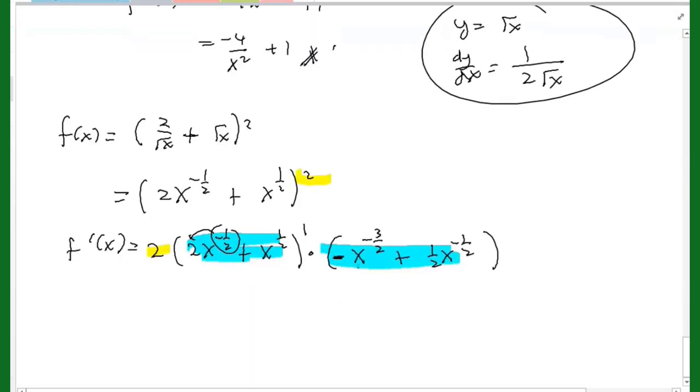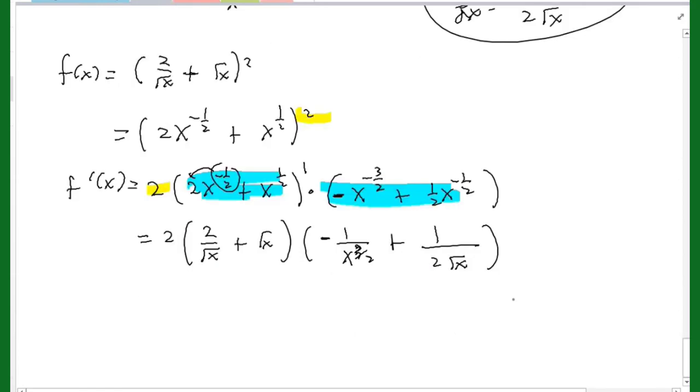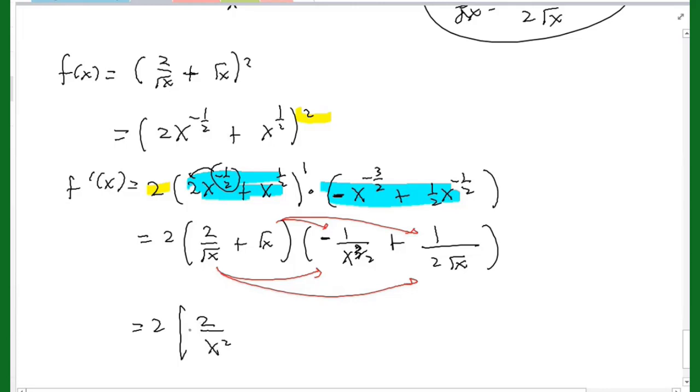So this one is simplify. Our aim is to simplify this plus square root of x. And this one is negative 1 over x power 3 over 2 and plus 1 over 2 square root of x. Okay, and expand this one, this and this. This one to this is 2 over x power half plus 3 over 2 x power, 4 over 2 means that x squared, negative.